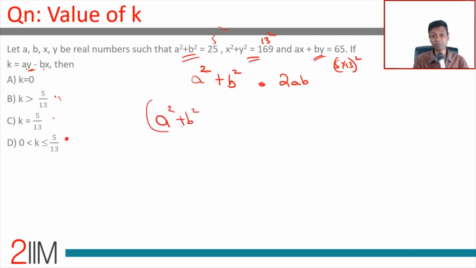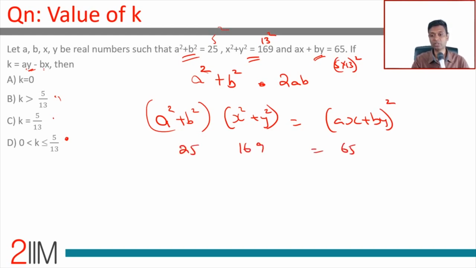a square plus b square into x square plus y square is equal to ax plus by whole square. Not algebraically. This is 25. This is 169. This is 65 square. Numerically, in this particular question, I'm not saying algebraically they are the same. In this particular question, if you multiply these two, you should get this square. There's something special about that 65. That is 5 into 13.